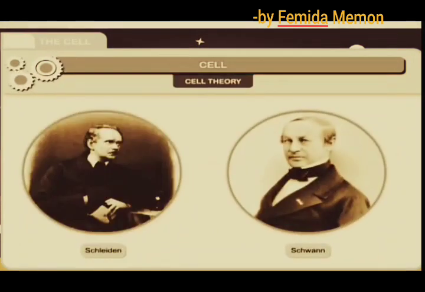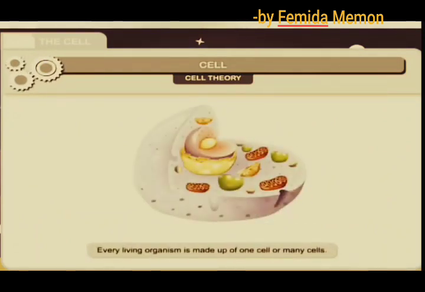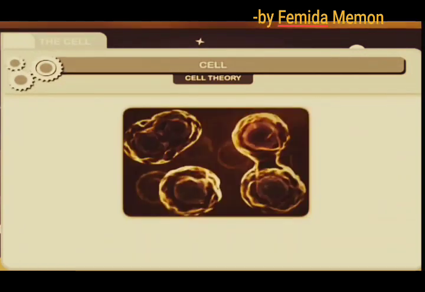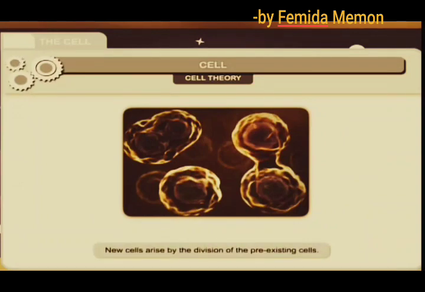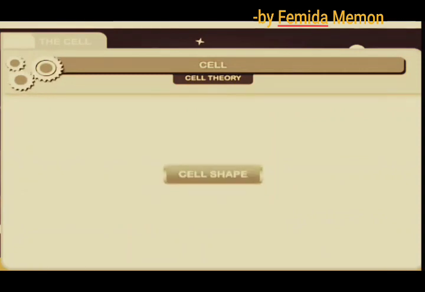Cell theory. The cell theory was jointly put forward by two German scientists, Schleiden and Schwann, in 1839. This theory states that: 1. Every living organism is made up of one cell or many cells. 2. A cell is the structural and functional unit of a living organism. 3. New cells arise by the division of pre-existing cells.